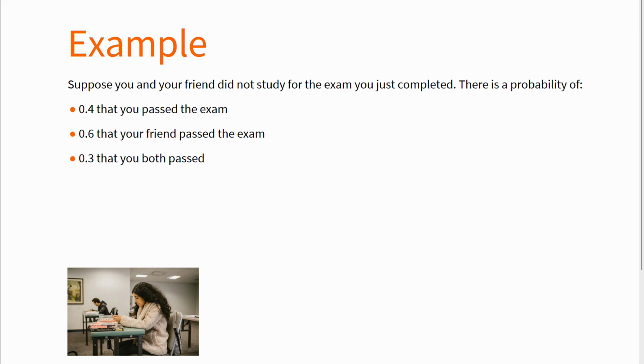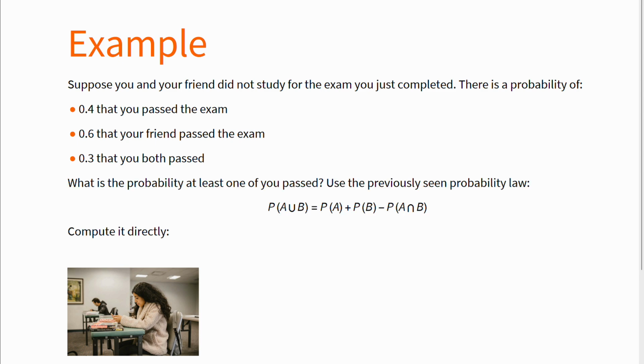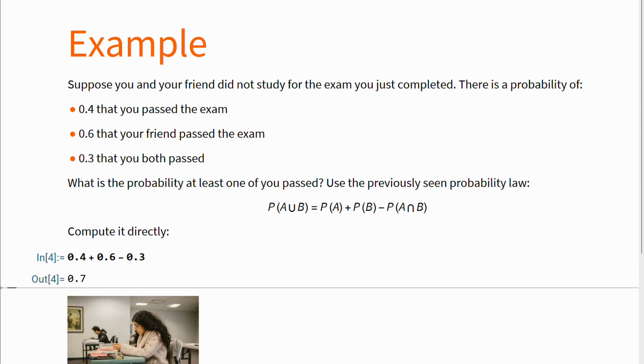Suppose you and your friend did not study for the exam you just completed. There's a probability of 0.4 that you passed, 0.6 that your friend passed, and 0.3 that you both passed. What's the probability that at least one of you passed? Well, the probability of A plus B minus the probability of their intersection, so we get 0.7.